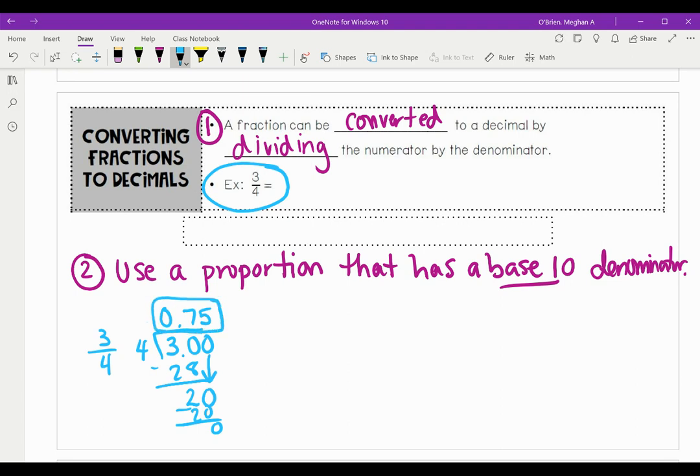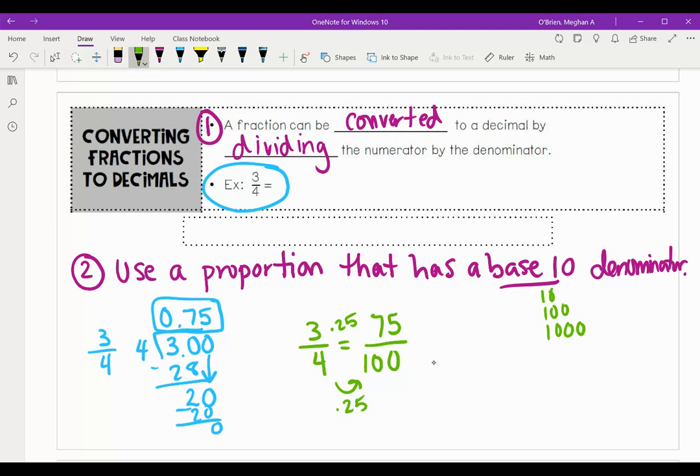But I also want to show you that you could use a proportion and scale it up to, again, base 10: 10, 100, 1,000, because that's what our decimal place values are. So 4 going into 10 wouldn't be a whole group amount. So I'm going to scale it up to 100, because I know that 4 times 25 gives me 100. So I would do the same to the 3. 3 times 25 is 75.